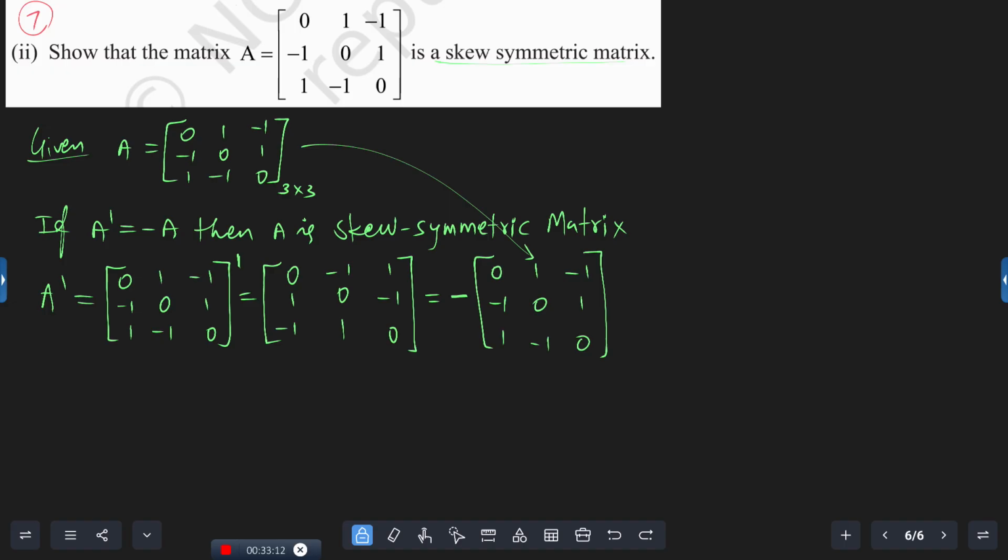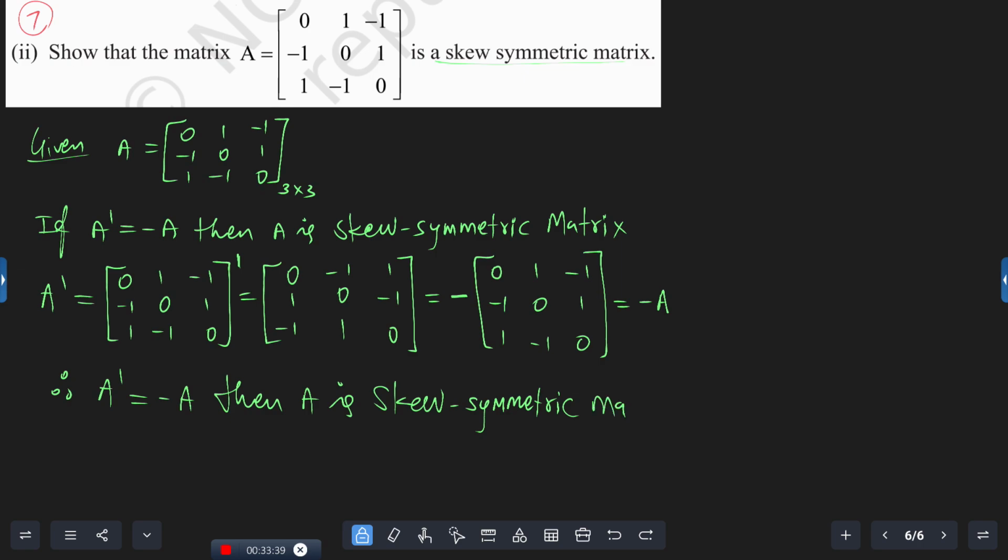Now you can compare this with the question we have here. Have you noticed it? The matrix in the question is A, and the minus outside is minus A. Therefore A dash is equal to minus A, we got it. Then what can we say? Then A is a skew symmetric matrix. That's it. So this is the 7th, Roman second subdivision.